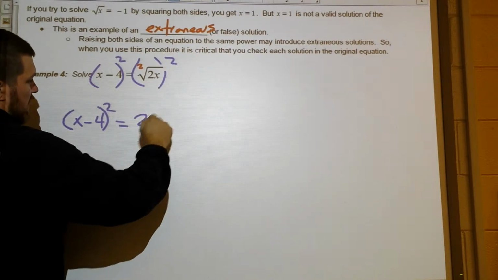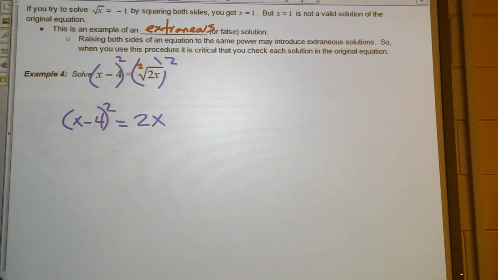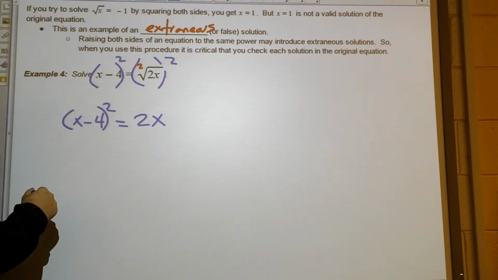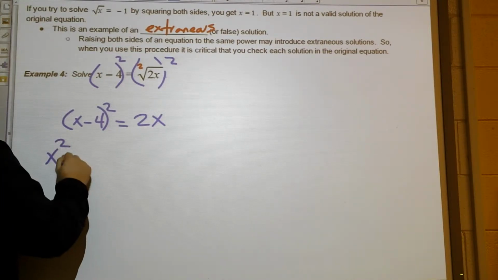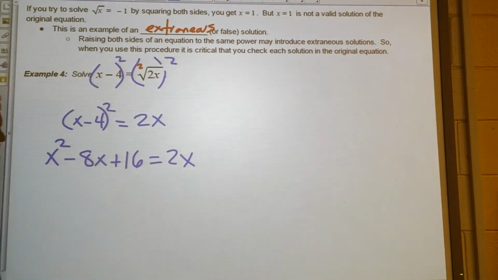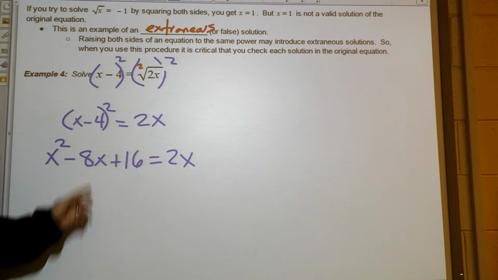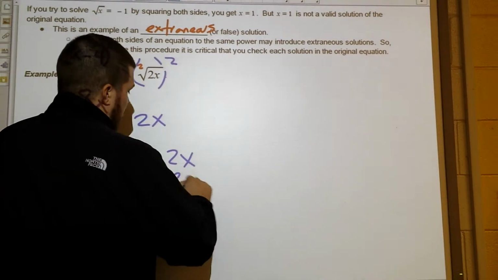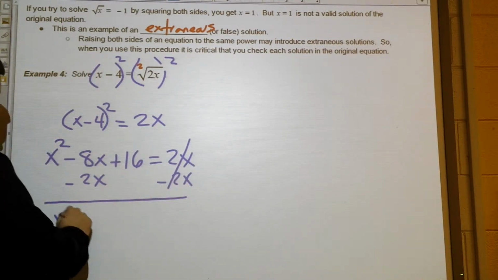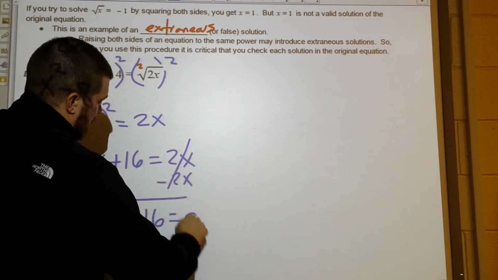Those cancel out, 2x. All right, well, what I want to do now is just clean this up as much as I can. I have x minus 4 squared, so I can expand that out using FOIL or the box. It's going to be x squared minus 8x plus 16 equals 2x. And what I want to go ahead and do is just get everything on this same side. So I'm going to take this 2x and move it over here and combine my like terms. So minus 2x minus 2x. All right, cancel out. So I have x squared minus 10x plus 16 equals 0.